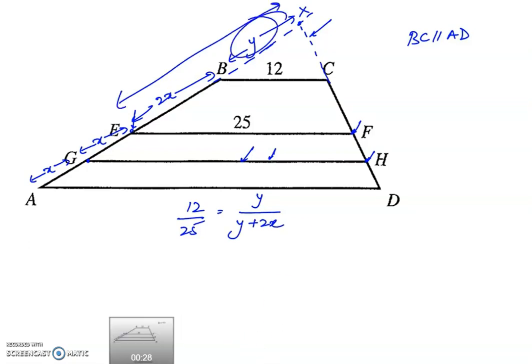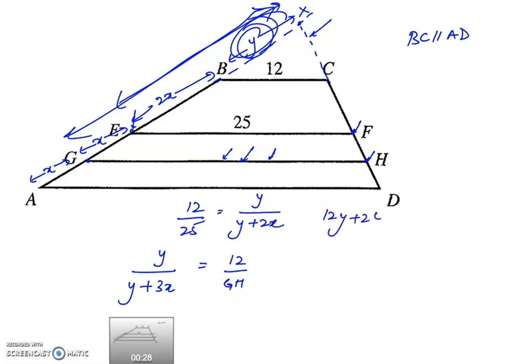So that's one equation. Now I have to come up with something that has GH in it. So that would be y to y plus 3x, because I'm going all the way here, is equal to 12 over GH. And I have to see, I can find GH from these two equations. So I'm going to cross multiply this. 12y plus 24x is equal to 25y. That becomes 13y. So I have a ratio of x to y.